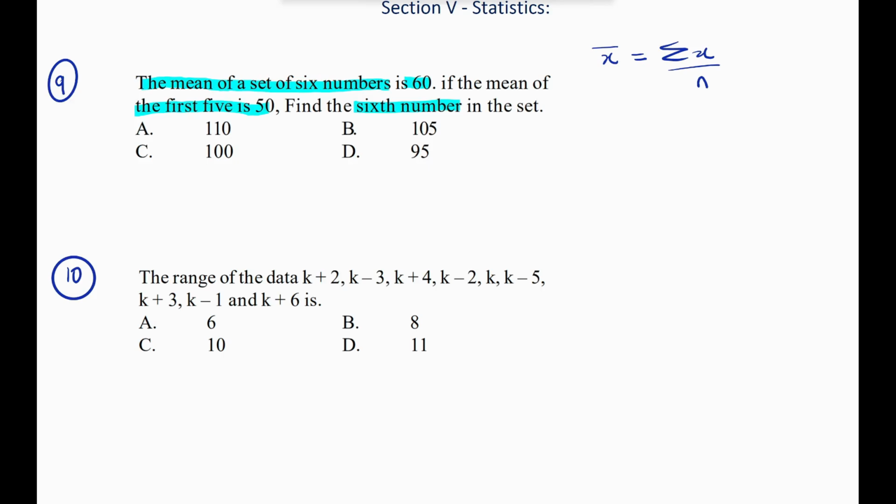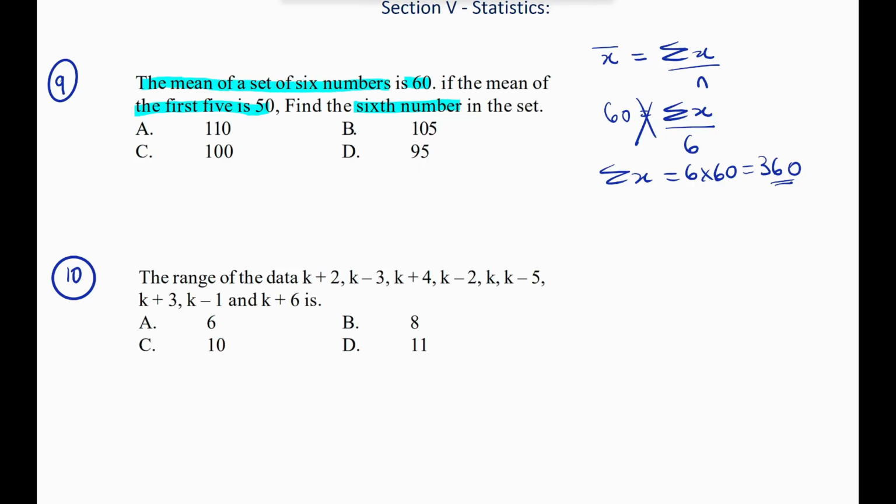The question says the mean of a set of six numbers is 60. So the mean is 60, and the sum of all the six numbers we don't know, but we know the numbers are six. Cross multiply this so we can get the sum of all the numbers. The sum of all the numbers is 6 times 60, which is what? 360. So the total sum of these six numbers is 360.